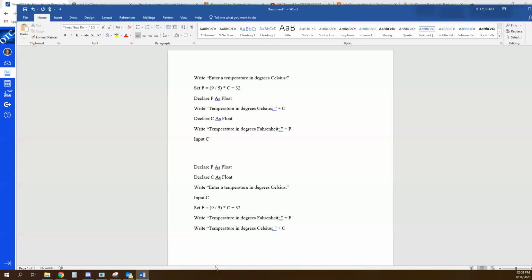Is this trying to figure out Fahrenheit? Basically, it's an equation to figure out Fahrenheit. Wouldn't it make more sense to have the user write the temperature in degrees Celsius before we set F equals in the equation? Because then you know what C is. It depends on how you want to look at it. But I think that could be a very valid point.